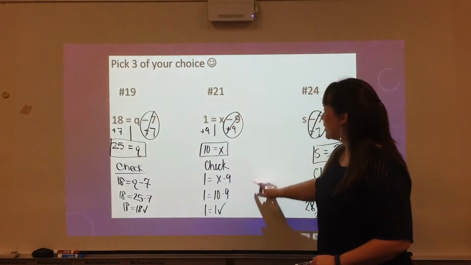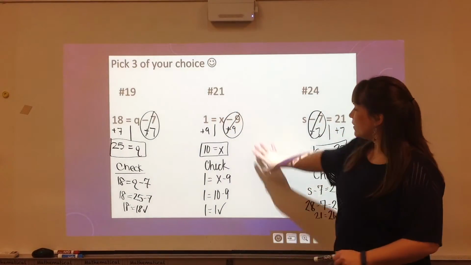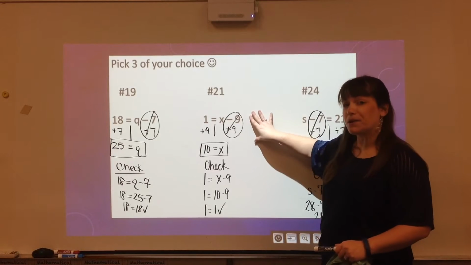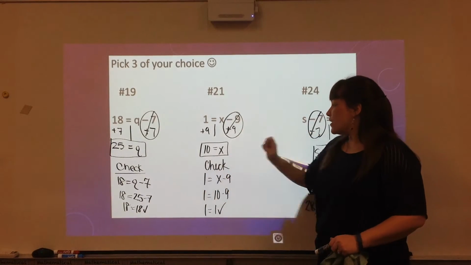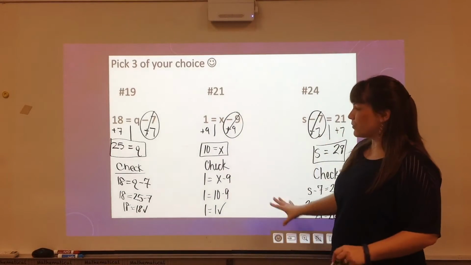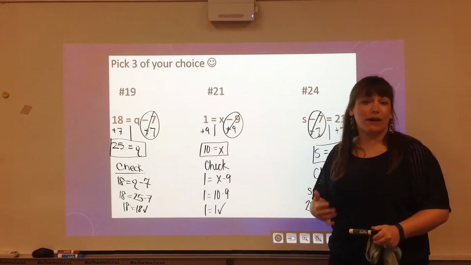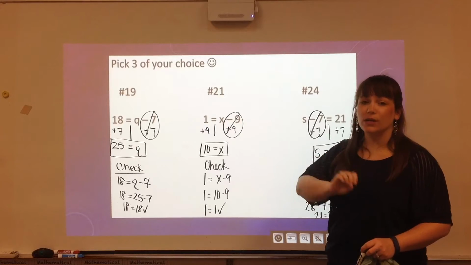And we have our checks. Make sure you've done 3 of them. This was another one I picked because the variable was on the right-hand side. And we ended up getting 10 equals X. But make sure your 3 have a check and that you have solved the variable by showing the addition to both sides.